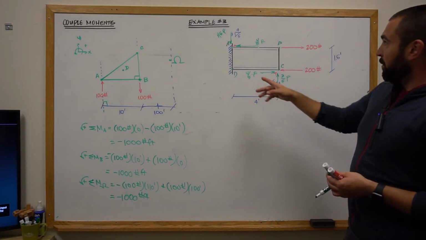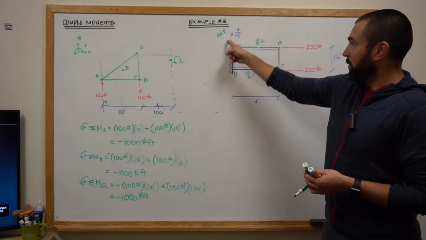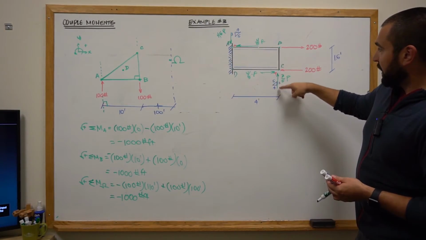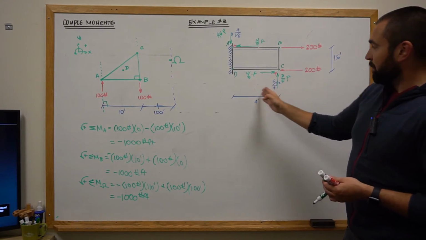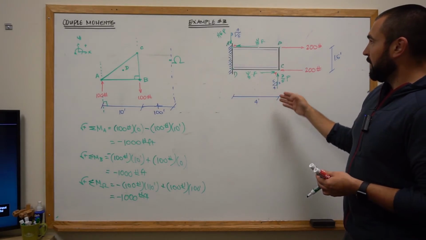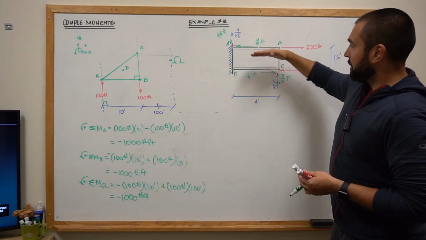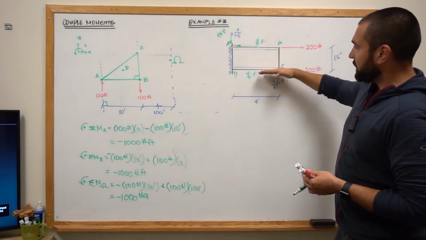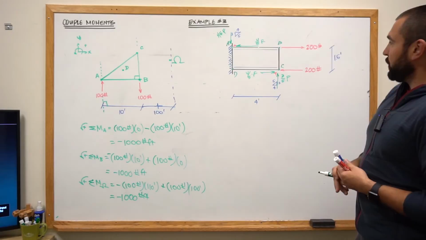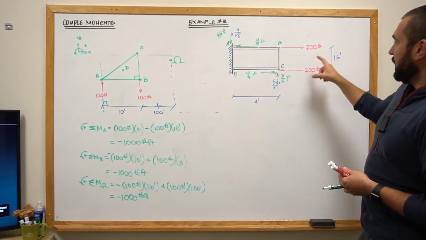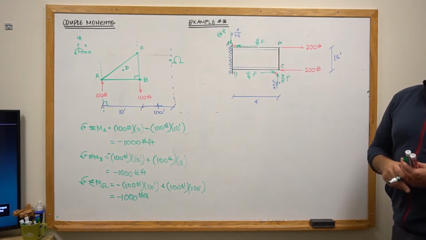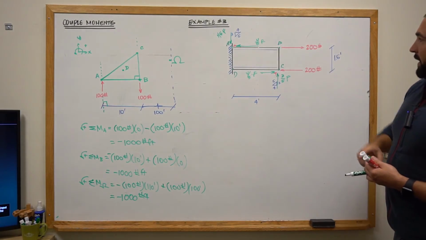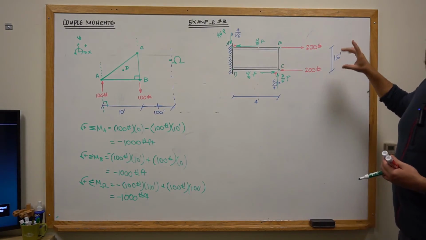So one of my couple moments is this 3/5 F vertically with this 3/5 F vertically right here, equal and opposite with a parallel distance between them of 4 feet. This 4/5 F is equal and opposite of this 4/5 F, and its parallel distance between them is 1.5 feet. And then finally the two 200-pound couple forces, again, equal and opposite, separated by 1.5 feet.